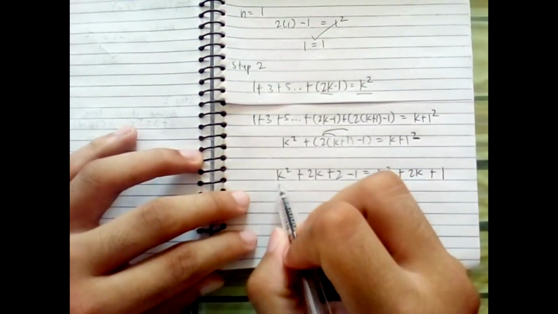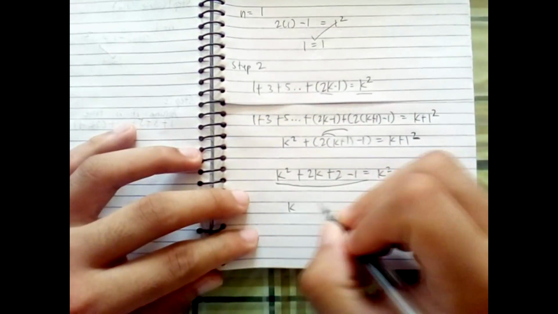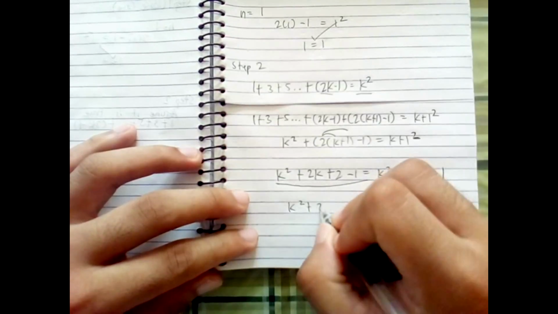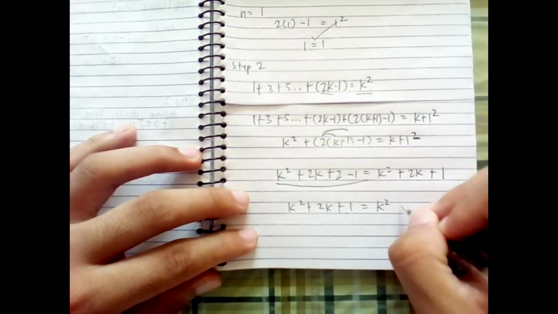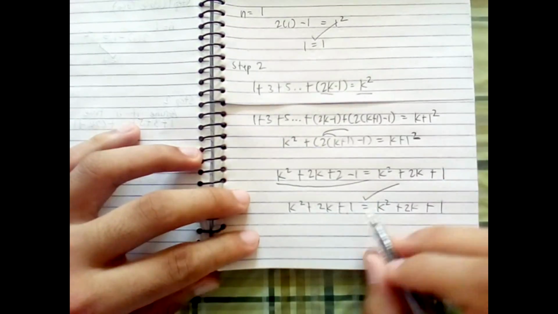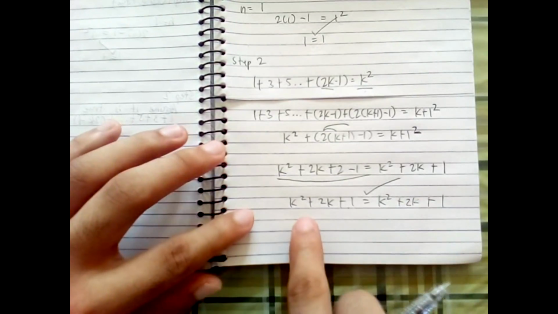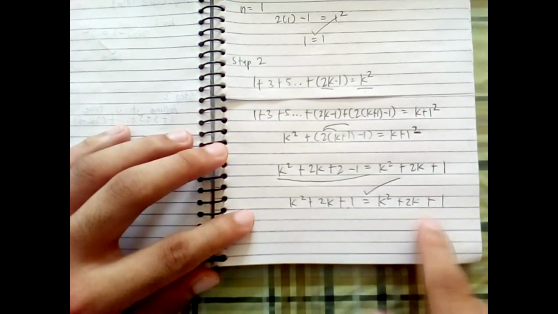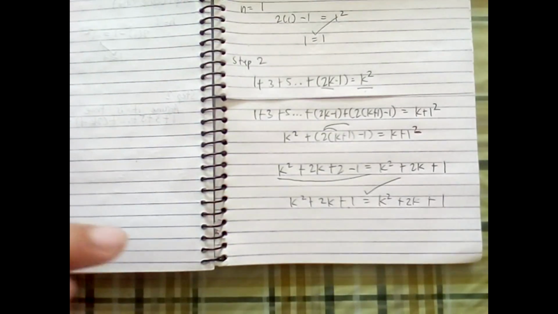After that, we just simplify this. So it will end up like this: k squared plus 2k plus 1 is equal to k squared plus 2k plus 1. So now this is true. Now we're done. Once each side is the same, it's basically done. So that's how we do mathematical induction.